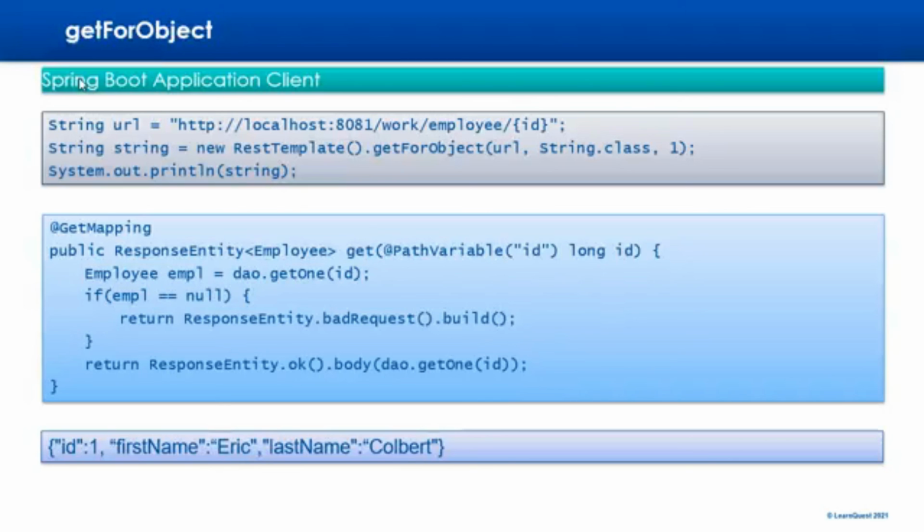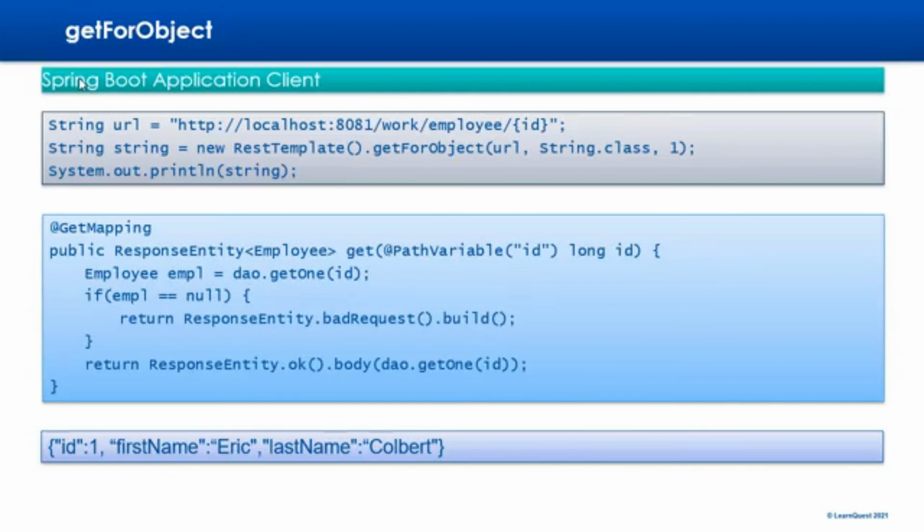The path variable is used, delegates to the DAO. If we don't get 1, we'll send back a bad request. If we do get 1, we'll send back a 200. And in the body, we will send back an employee in this response entity. The REST template receives that response entity. By this time, the employee object has already been converted on the server side into JSON. So it'll take the JSON and convert it into a Java string. And that's what you see here.